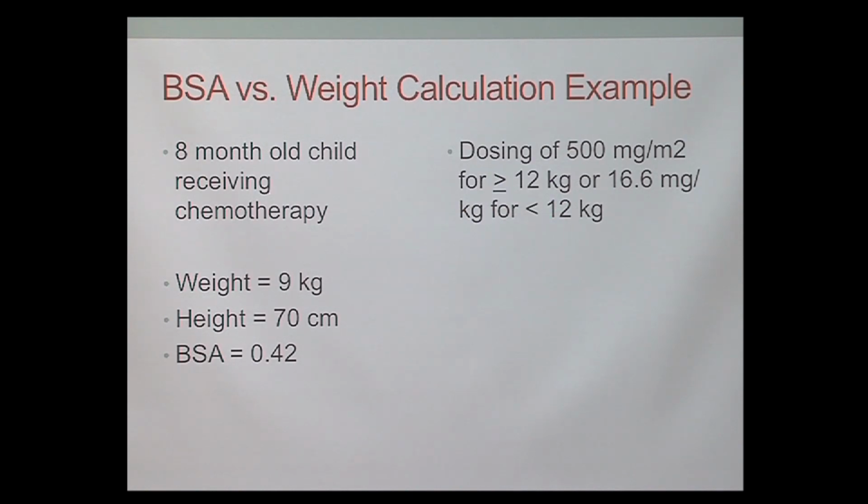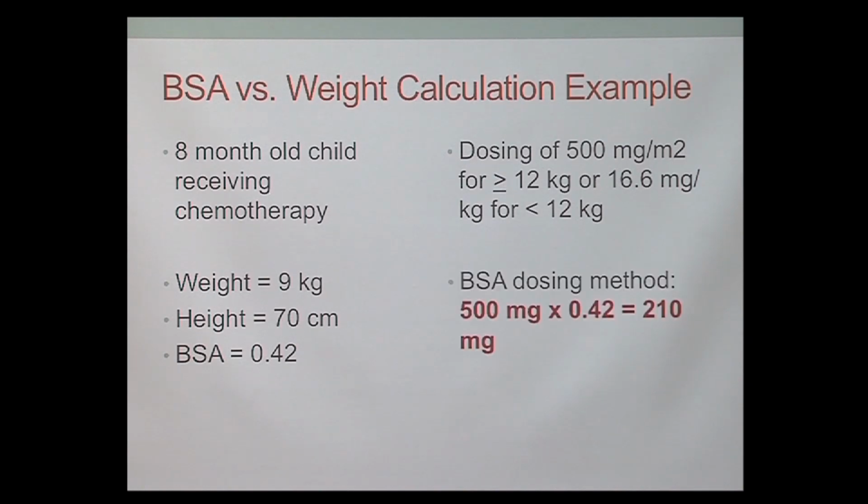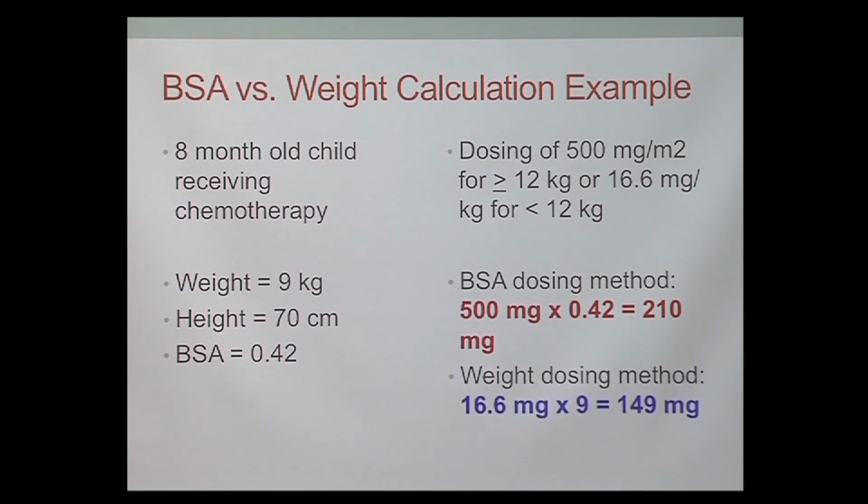How the directions usually are listed in these protocols is if you're over 12 kilos, you're going to get the meter squared dosing, or you're going to get a milligram per kilo dosing if you're less than 12 kilos. So if I did the body surface area dosing, I do 500 times 0.42, I get 210 milligrams I would give that child. If I do a weight-based dosing method, I get 16.6 times 9 is 149 milligrams, a significant difference.